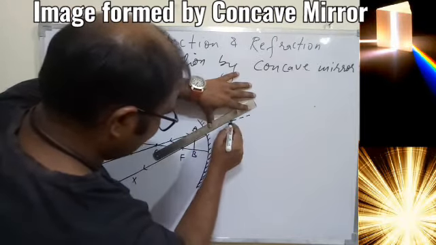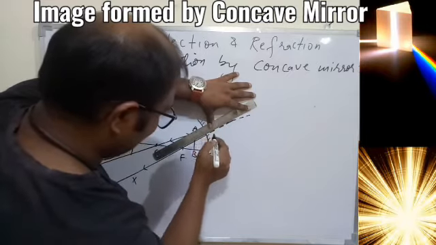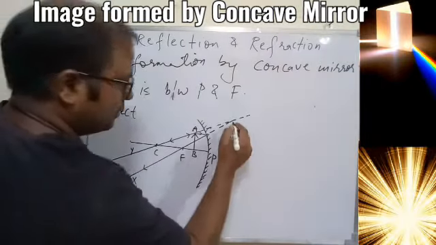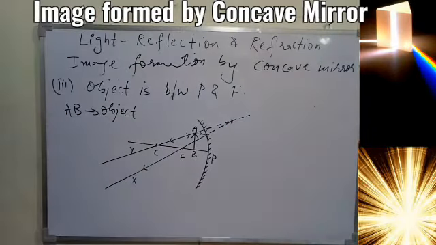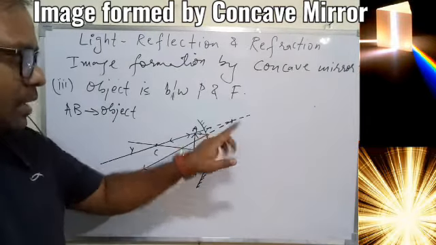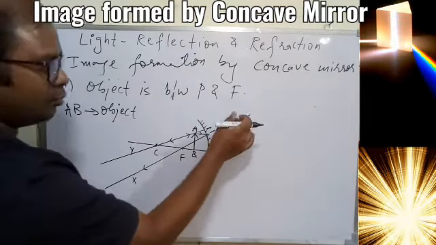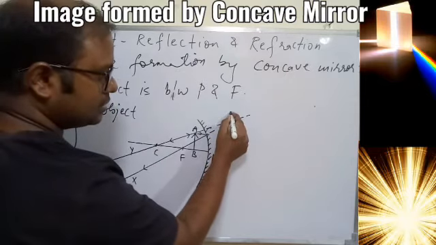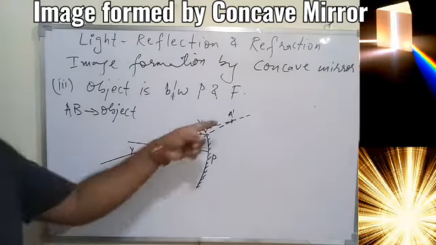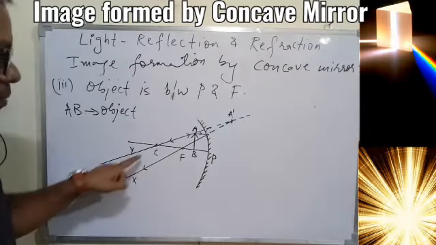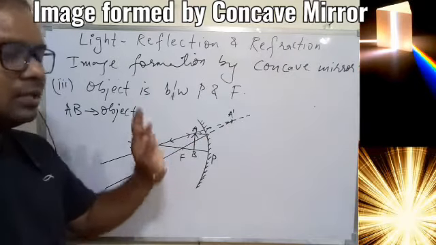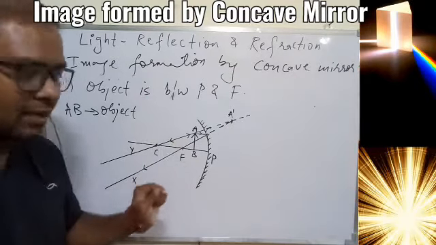So if you do it for X, what you see is that X and Y seem to meet at some point behind the mirror. So this is the point where the two different rays of light, X and Y, seem to meet, and these rays are the part of point A. So we can say here A prime is nothing but the image of point A.